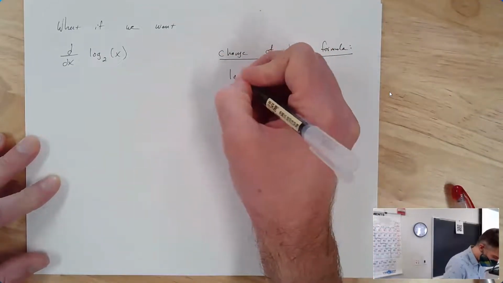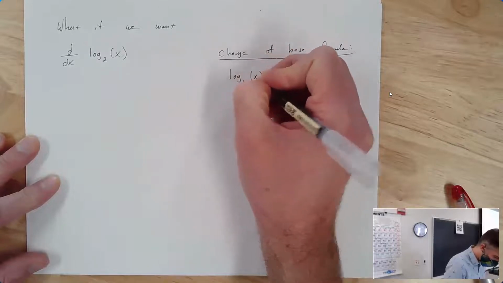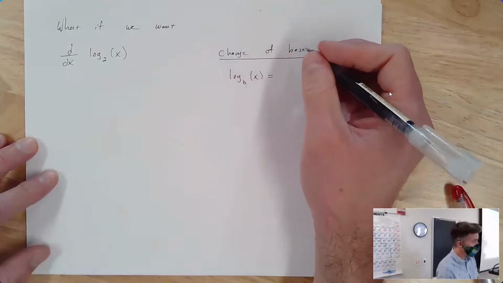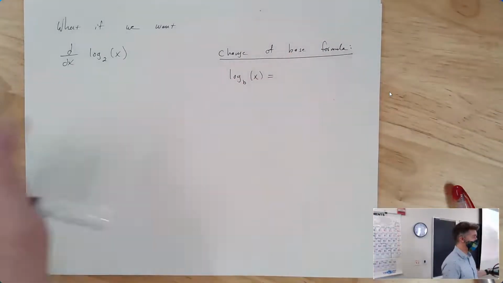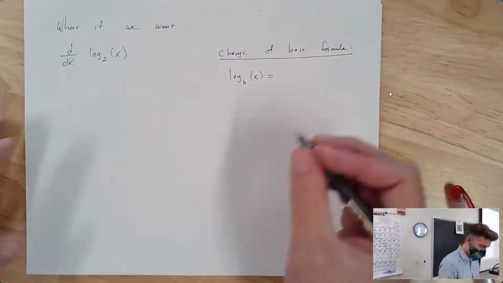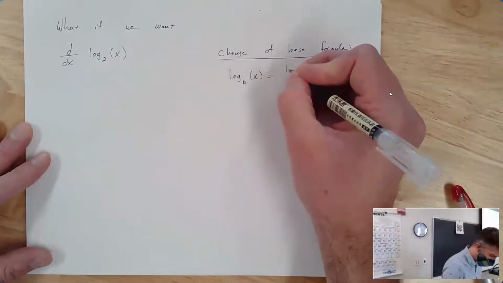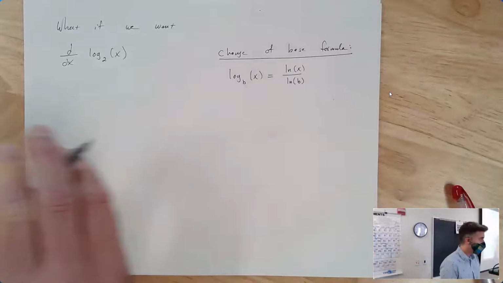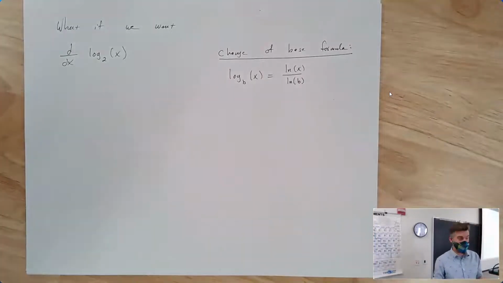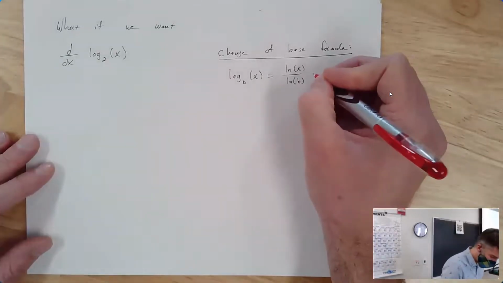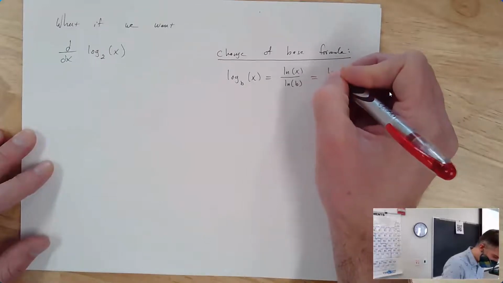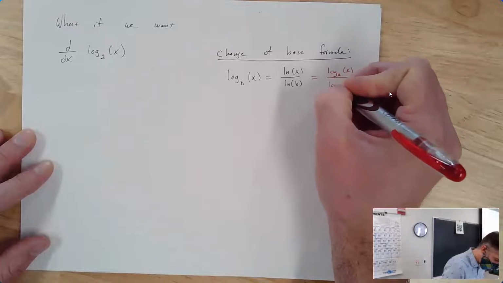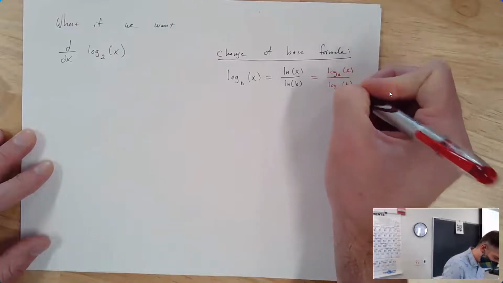If you have log base b of x, really you can pick any base you want. The base we're going to choose is the natural base because it's the nicest. You can rewrite log base b of x as the natural log of x divided by the natural log of b. You can actually use any base you want. So the more general version of the formula is log base a of x over log base a of b.